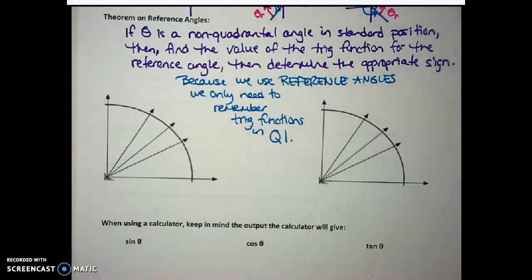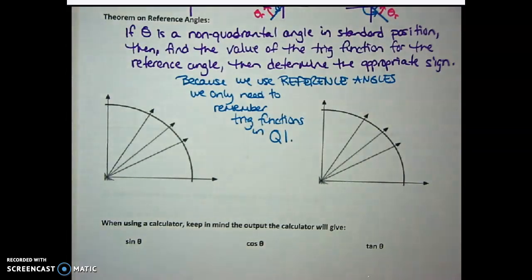Remember, determining the appropriate sign is what we spent some time in section 6.2 going over. If one trig function was positive, one trig function was negative, where do both of those occur? So we've spent some time going over determining what quadrant or what the signs of these trig functions should be.